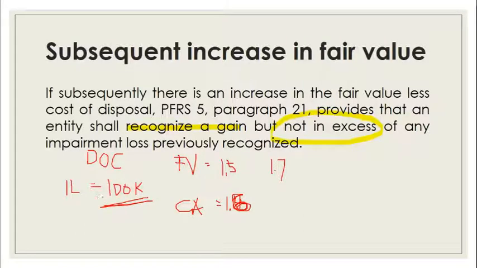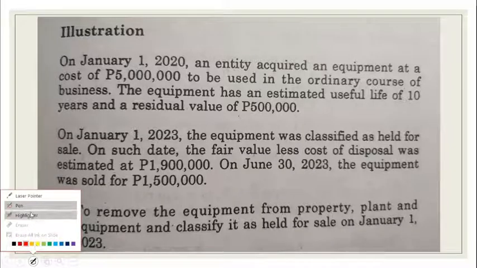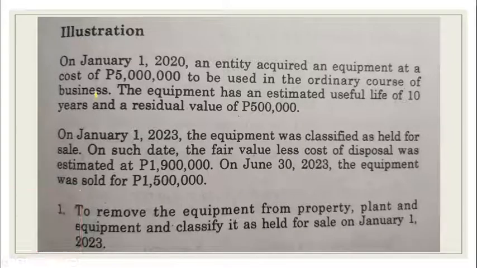So, ang imuhang rani is katulad kung unsa ang imuhang impairment loss. So, nara niya na mas detailed na example kani sa atong illustration. So, you have here on January 1, an entity acquired an equipment at a cost of 5 million to be used in the ordinary course of business.